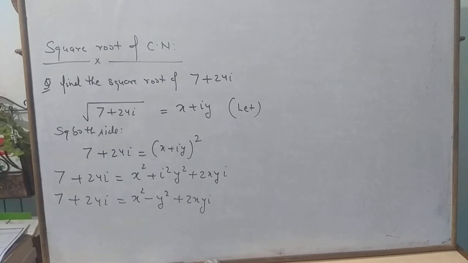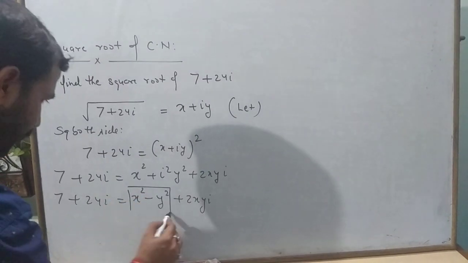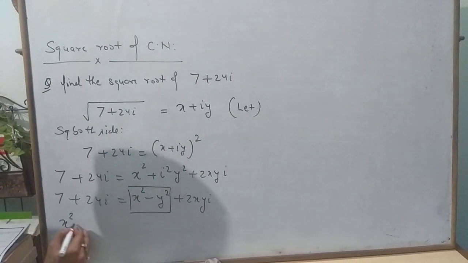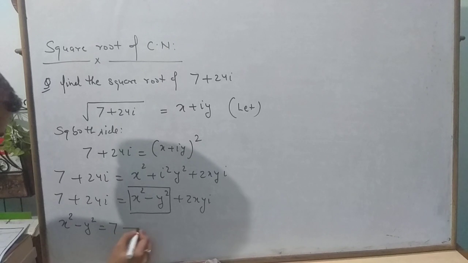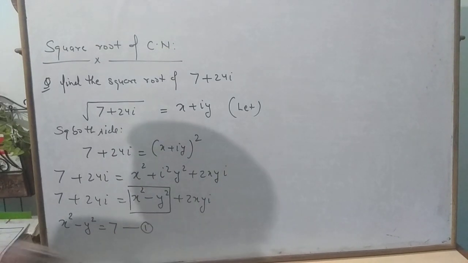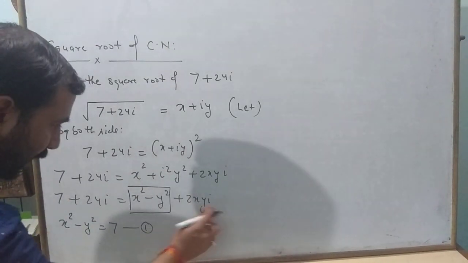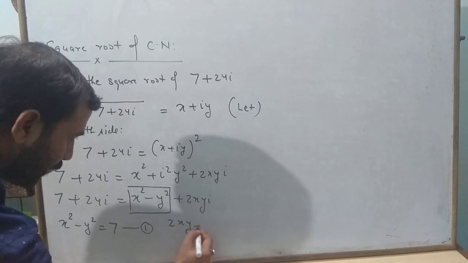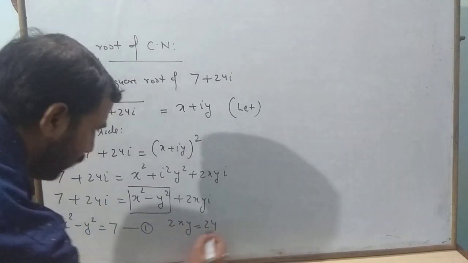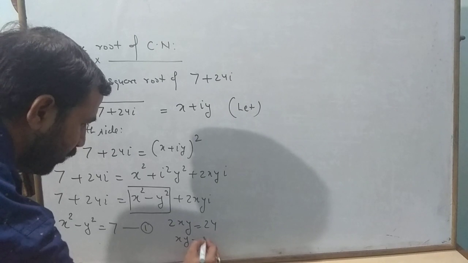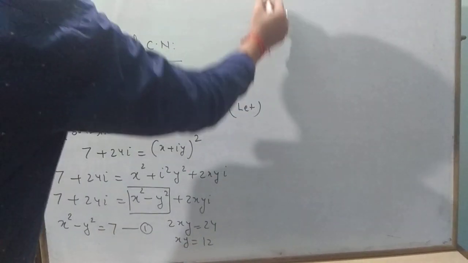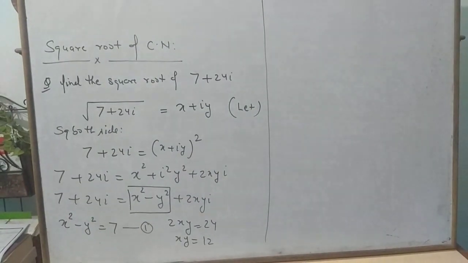Most of the questions are in the same pattern, solving and then comparing both sides. So here it is a real part, not containing any i. So x square minus y square is equal to 7, equation 1. On comparing the coefficients on both sides, the i coefficient is 2xy and the i coefficient is 24. So xy is equal to 12.